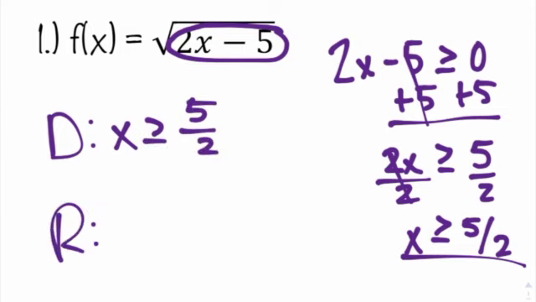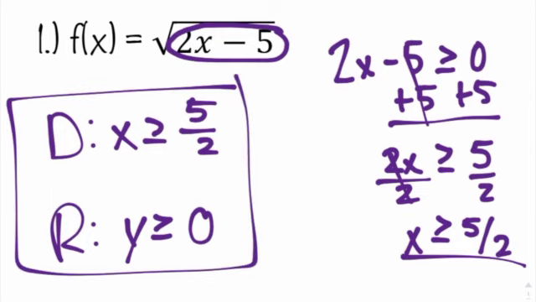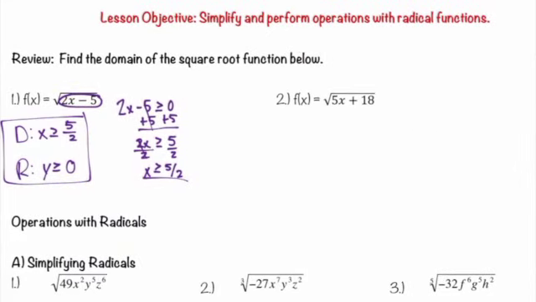And then range, by looking at the graph, you'll see that the square root starts at y equals 0, as most of our radicals do. So y is greater than or equal to 0, and that will serve as your domain and range. Now, I'm not going to do the second one. I feel like by now, hopefully you should remember how to do it, but if you want to do it just for practice, you can. The domain should have come out to x is greater than or equal to negative 18 over 5, and the range is y is greater than or equal to 0.